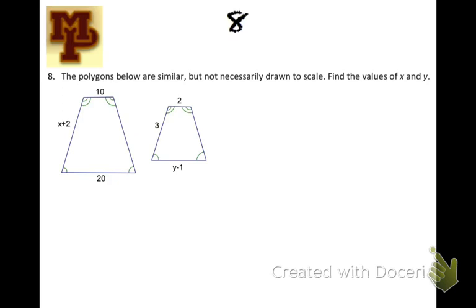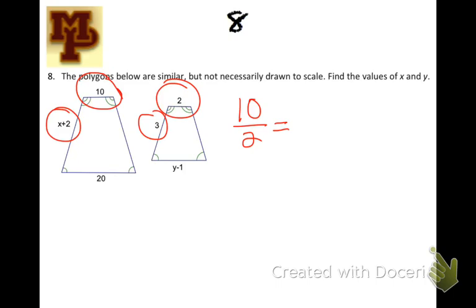Number 8. So these polygons are similar, and whenever they're similar polygons, you can compare the corresponding sides. So you can just find a couple sides that you know relate to each other. So you can do 10 over 2 and then try to find the variable. This one has a variable here, so just compare the x plus 2, put that on the top so that it's the same as the 10. So x plus 2 over the 3, and then you can cross multiply and solve for x.